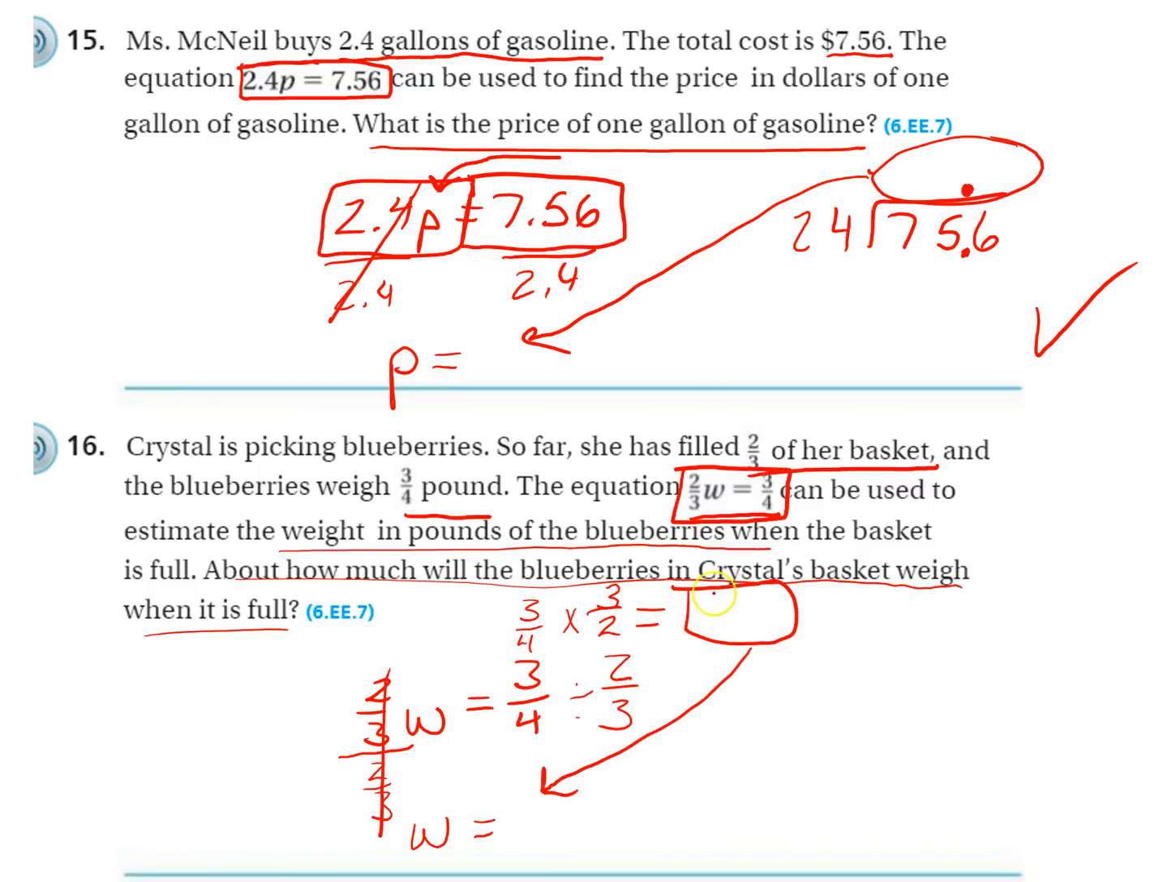And then you can also plug your answer into W and do 2/3 times whatever your answer was, and check and see if it equals 3/4. If it does, the answer checks out and you're good. If it doesn't, you've made a mistake somewhere. And just remember, change any improper fractions to mixed numbers.